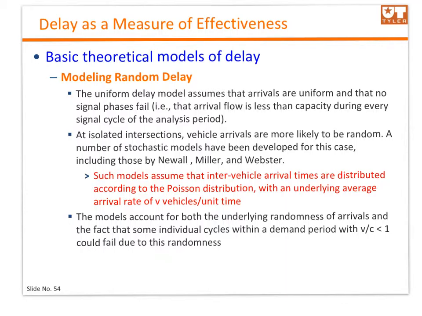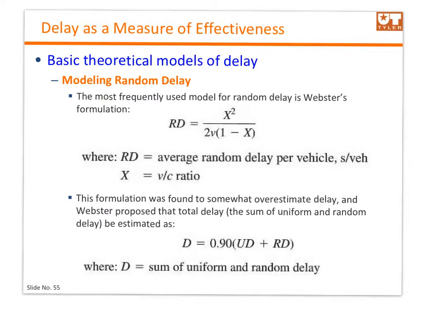Therefore, a number of stochastic models have been developed for this case, including those by Newell, Miller, and Webster. Those models assume that the inter-vehicle arrival times are distributed according to the Poisson distribution with an underlying average arrival rate of v vehicles per unit time. They account for both the underlying randomness of arrival and the fact that some individual cycles within a demand period with v over c less than 1 could fail due to this randomness. So these are now the models for random delay rather than uniform delay.